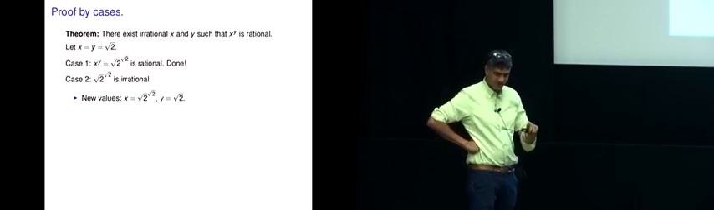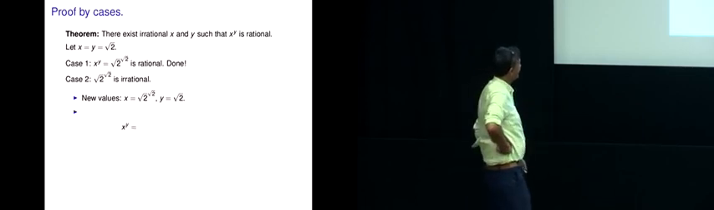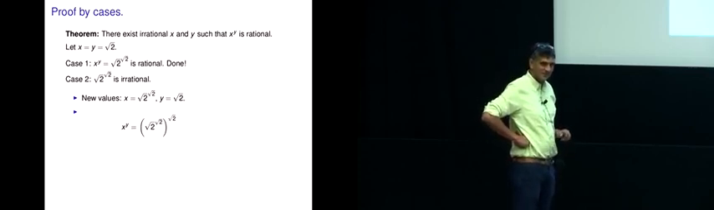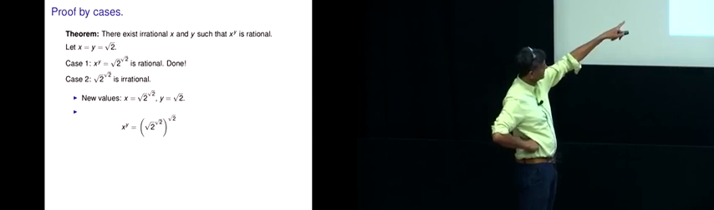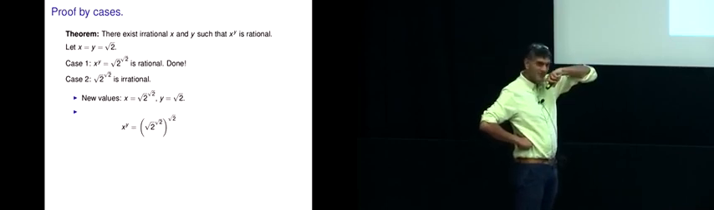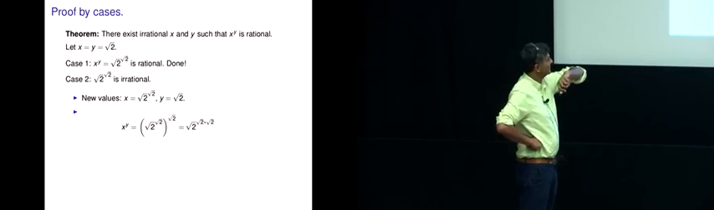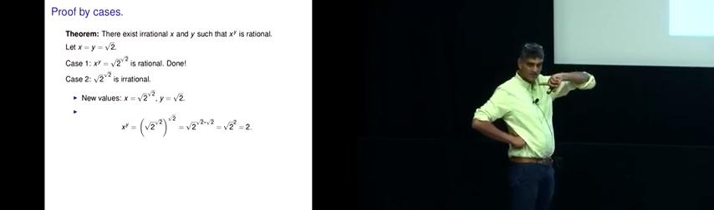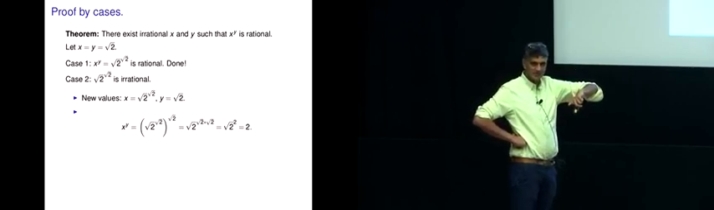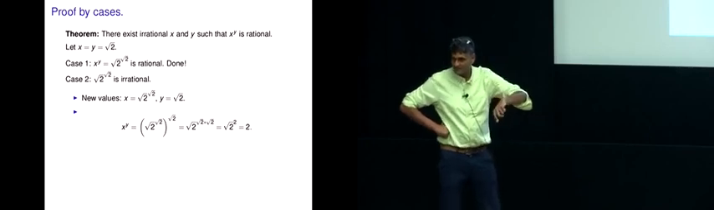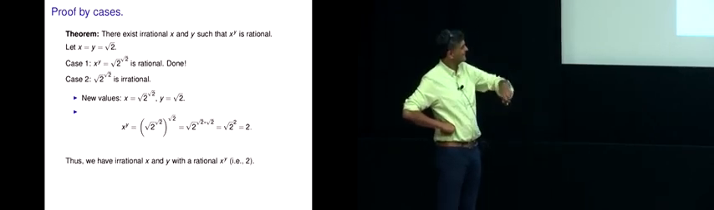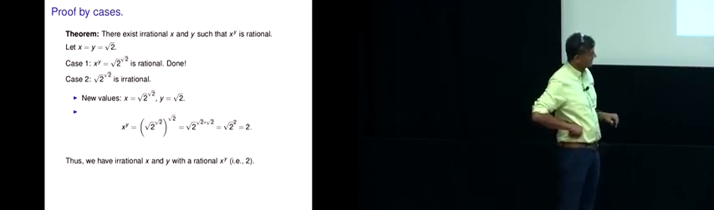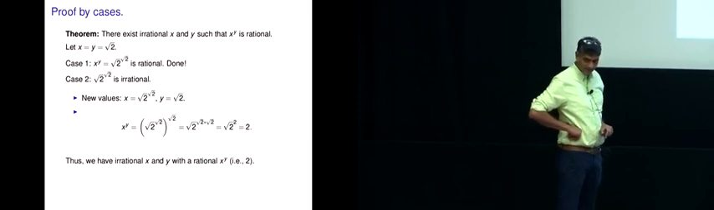Oh, you see what happens? So you get x to the y. What's my next step? What do I do with these exponents here? There's an exponent root 2 and another exponent root 2. What do they do? Oh my. Is 2 rational? 2 is rational. Thus, we have an irrational x and y with a rational x to the y, in this case.